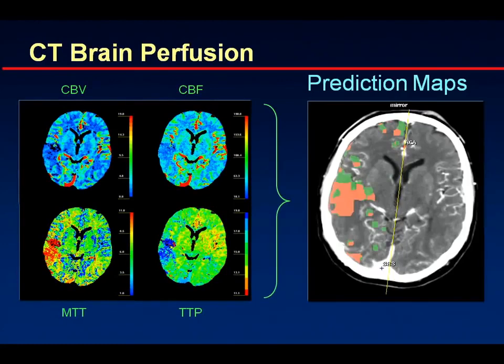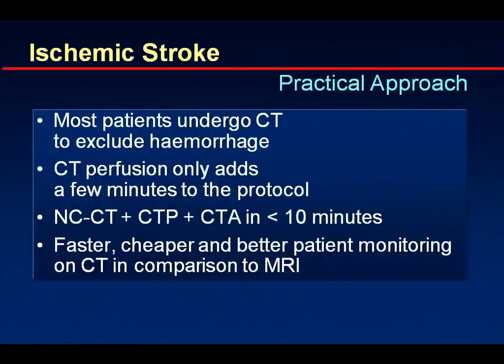Now, from that, you can derive prediction maps in which red areas indicate tissue that will progress to infarction, and green areas indicate tissue that will probably be resolved.